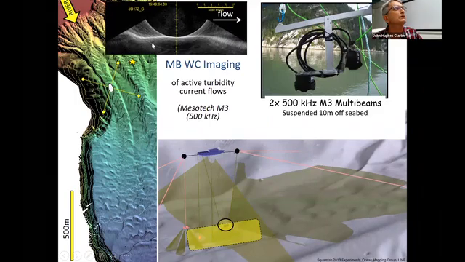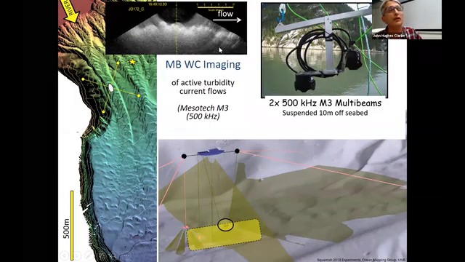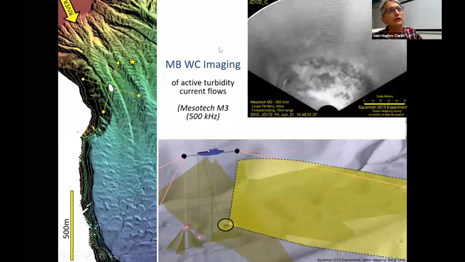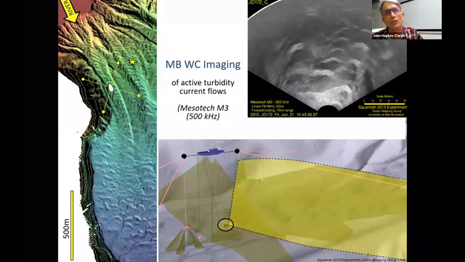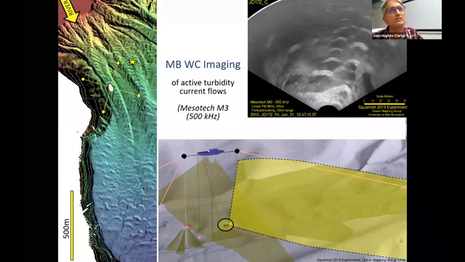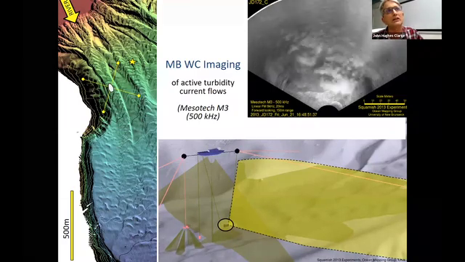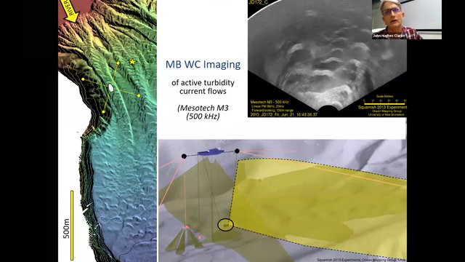Come on, don't disappoint me. There we go, there's the flow. Or you can look straight ahead and wait for the flow to come at you. And this was really powerful at the time because we'd never seen a flow actually happen.